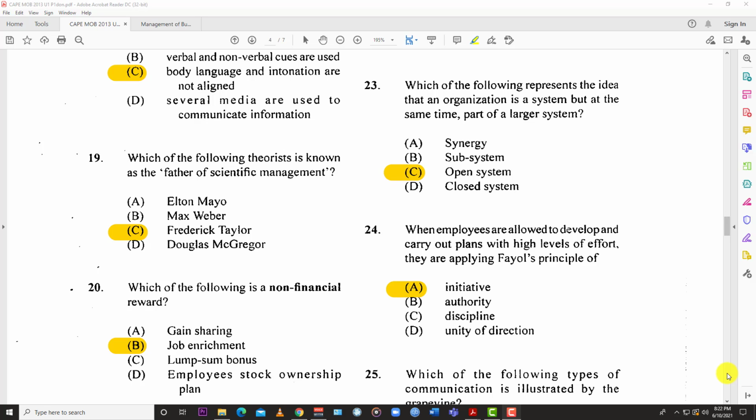Welcome back to Learn SKN, and today we're going to continue or finish looking at the May-June 2013 Unit 1, Paper 1 for MOB. So with this one, we would have completed the Unit 1, Paper 2 for 2013 and the Unit 1, Paper 1 for 2013.